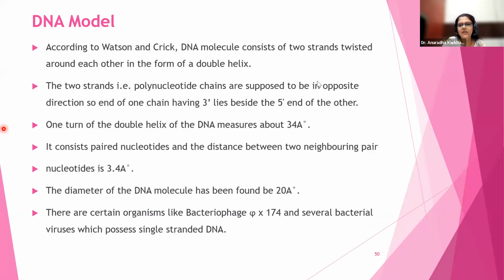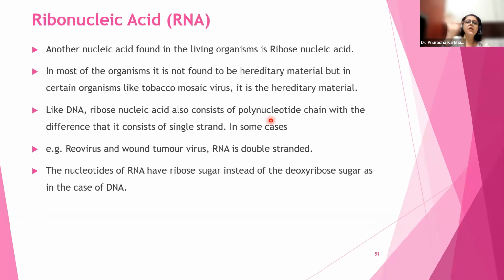Bacteriophages will have single-stranded DNA. The meaning of that is simple: that bacteriophage phi X174, that is the name of that bacteriophage, will have a single-stranded DNA. They don't form double-stranded DNA. Got it? Last point. There are many organisms with single-stranded DNA as well. That's all with your DNA that you have to understand. Any difficulty? Can I move to RNA?